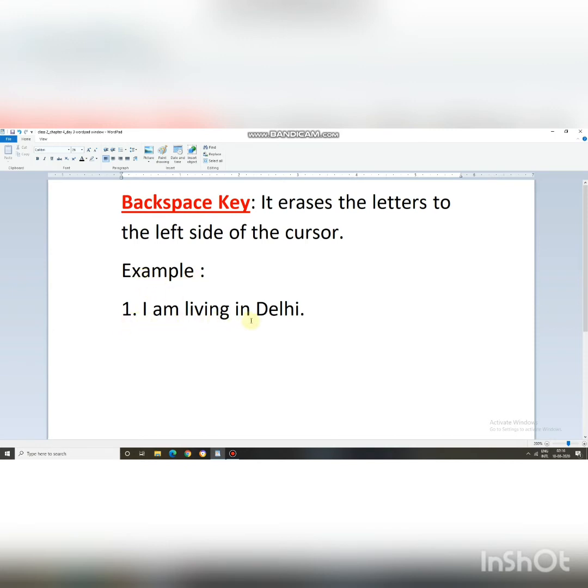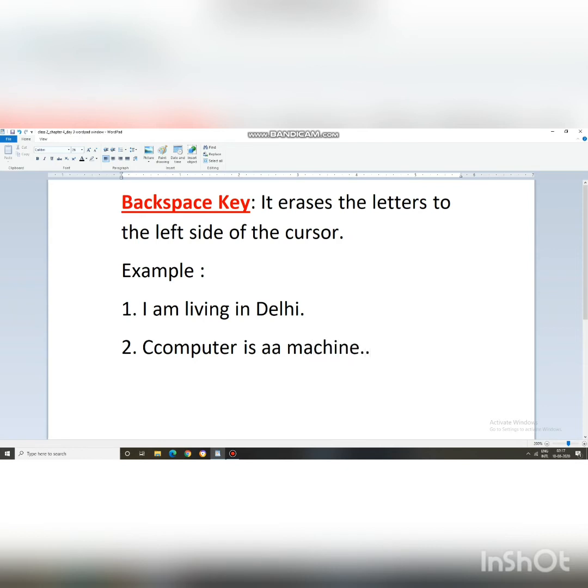I am living in Delhi. It's perfectly okay. Let's say I give another sentence. Computer is a machine.